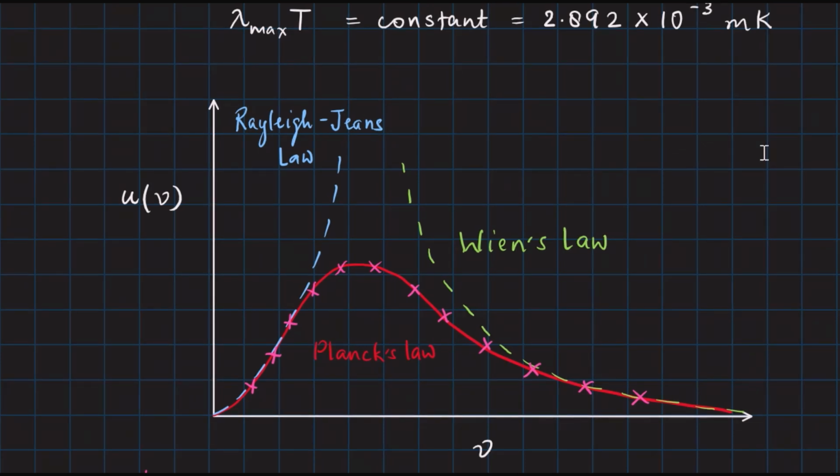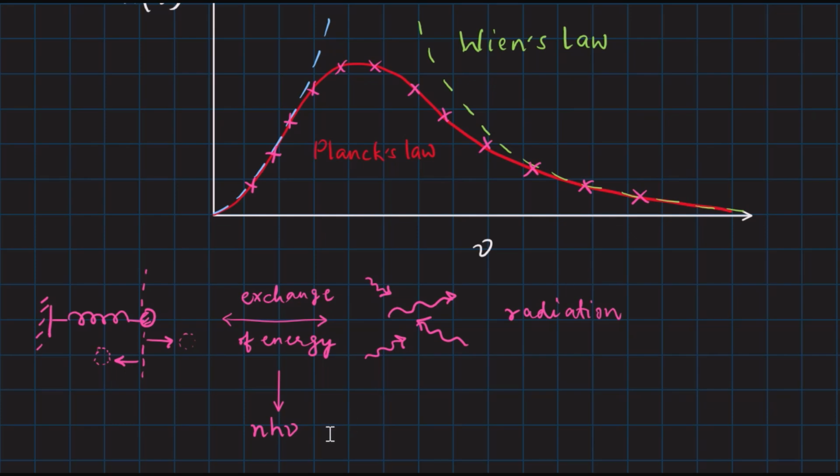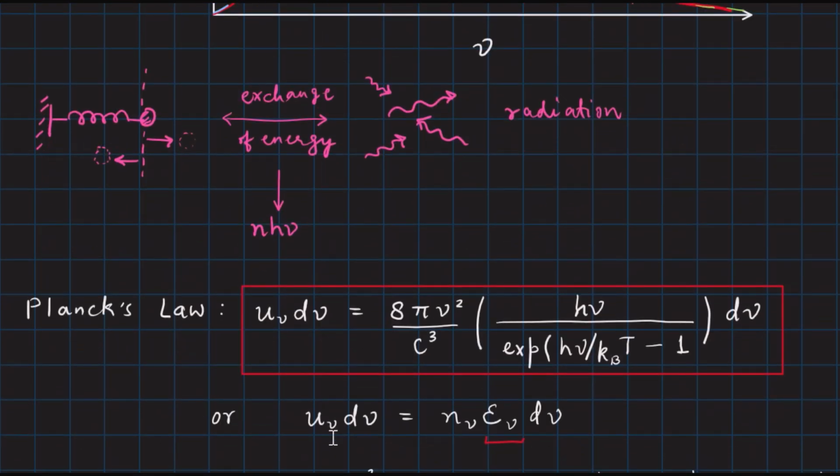Then came Planck. Now Planck tried to fit this curve and he assumed that the exchange of radiation with matter is in multiples of h nu. He assumed that the matter resonators have energy in multiples of h nu and obtained the following relation for the black body radiation, known as Planck's law.